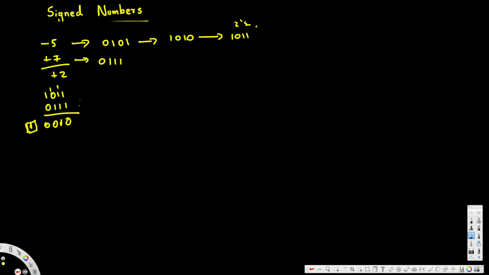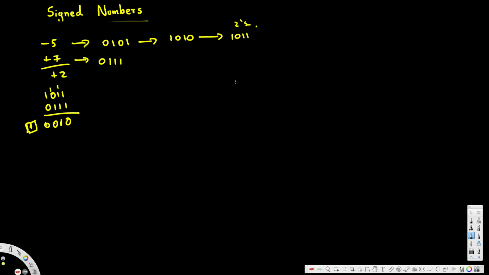But for this addition, we just neglect this one because we did the 2's complement already, that is 1011, and then we have 0111, which is 7. When we add, we get 2, and the overflow will be neglected.